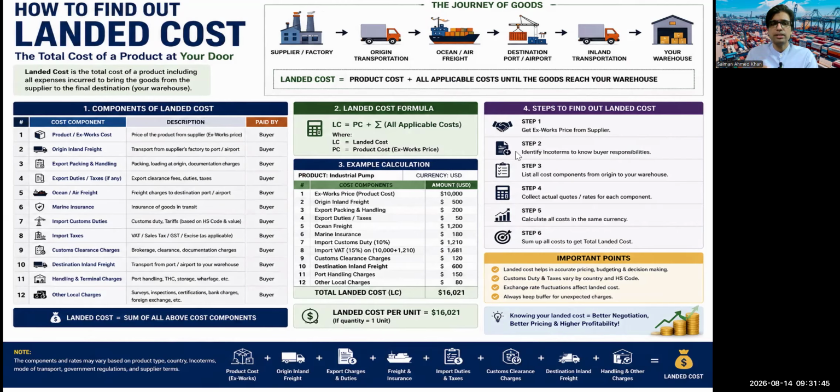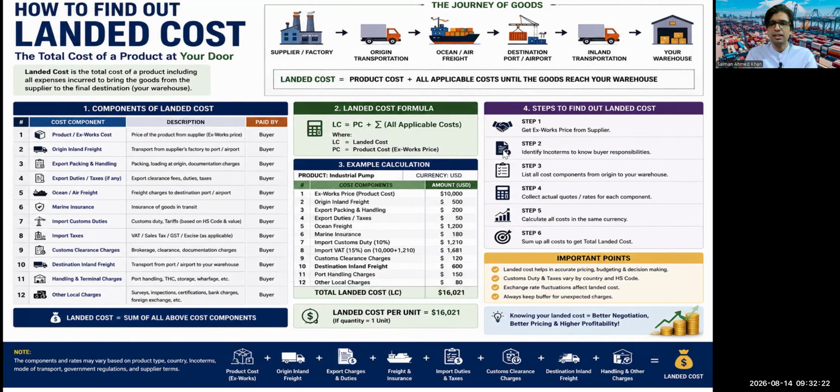Now, what are the components of the landed cost? The cost components are the product's main export price, the price of the product from the supplier's premises, and then origin inland freight, the transport from the supplier factory to the port, which has to be paid by the buyer, export packaging and handling, export duties, maritime insurance, import taxes, custom clearance, value-added taxes, the handling and terminal charges, and other local charges. So all these kinds of costs have to be considered while buying from the supplier's premises.